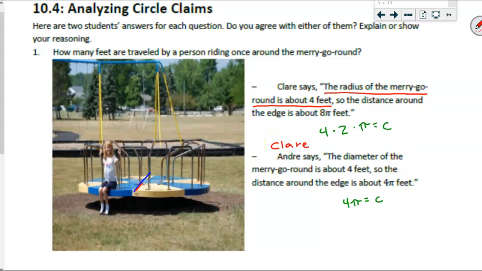I'm still waiting for students to stop calling out. Claire's is more reasonable only because she estimated the radius at 4 feet. I'm going to put that down here. Claire's estimate is more reasonable, although both calculations are correct.